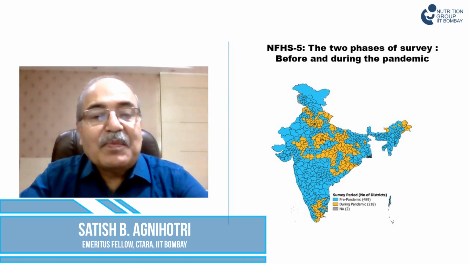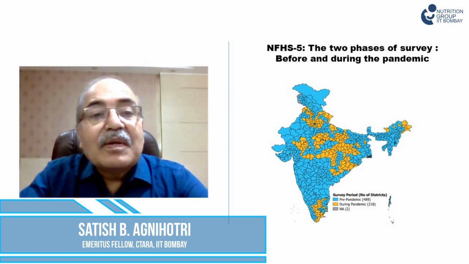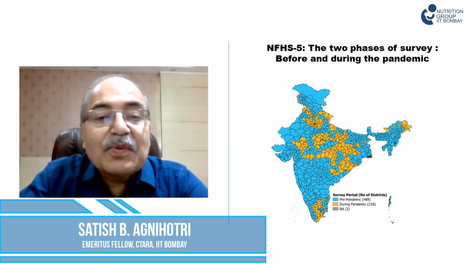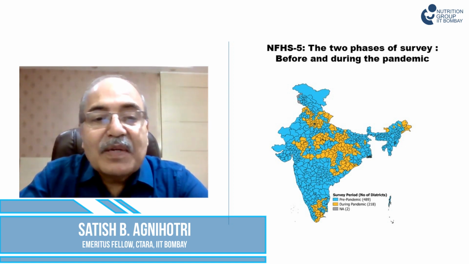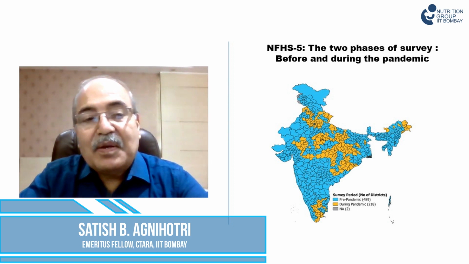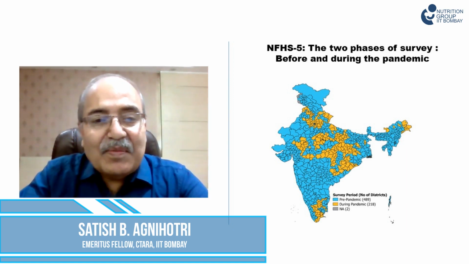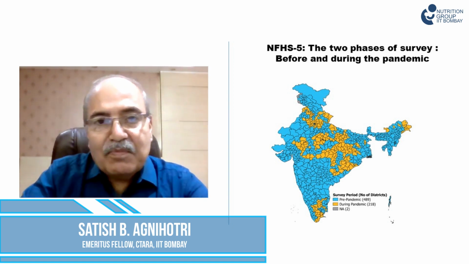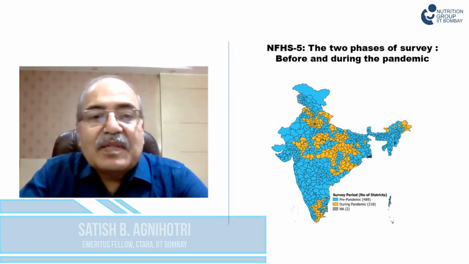So here is our first map. NFHS 5, the two phases of survey, before and during the pandemic. And the map very clearly shows one set of districts, as I said, 489, where the survey got done quickly, and the other set where the survey was done during the pandemic. In a way, one would have been happy if the entire southern zone was done during the pandemic, but such is life.